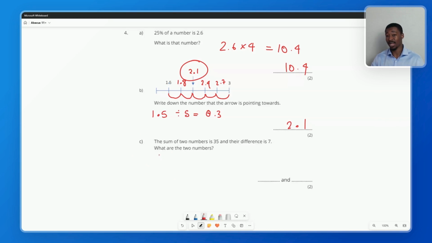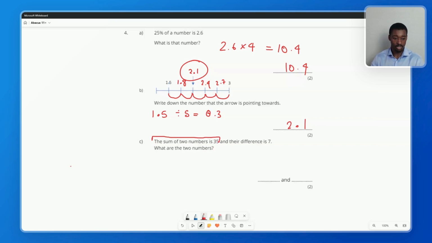Okay, now here for part C, we have a very interesting question. And it's going to require some algebra. Because here we're told the sum of two numbers is 35 and their difference is 7. What are those two numbers? So we have to decode this text and we have to turn it into maths. So the first thing to turn into maths is this first part of the question. The sum of two numbers is 35.